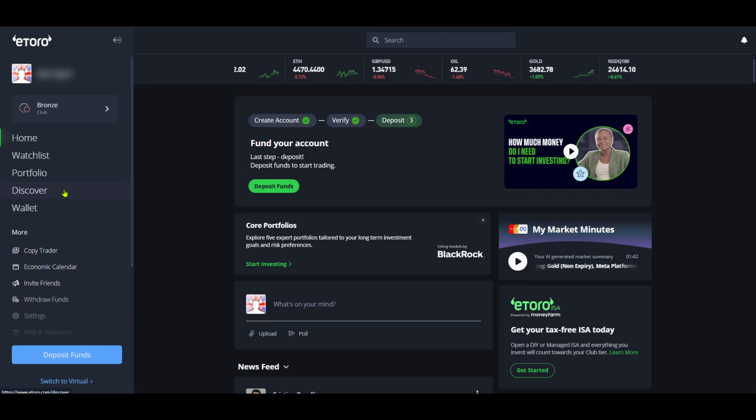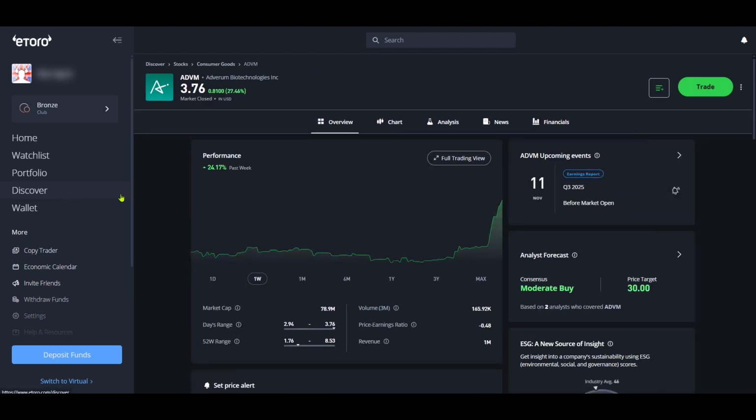Having pinpointed your asset of choice, it's now time to click on Trade. This action will direct you to the trading interface where you can start making important decisions based on the data presented. At this stage, take a moment to familiarize yourself with the layout before moving on to the charting section.